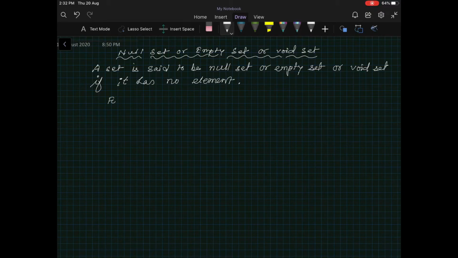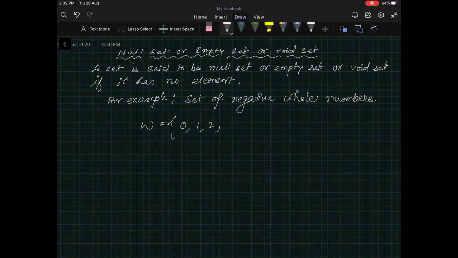For example, suppose we have a set of negative whole numbers. So what are the whole numbers? Whole numbers include 0, 1, 2, 3, and so on. Whole numbers start from 0 up to positive infinity. Negative numbers are not included in the set of whole numbers. So that's why this set of negative whole numbers is an empty set.